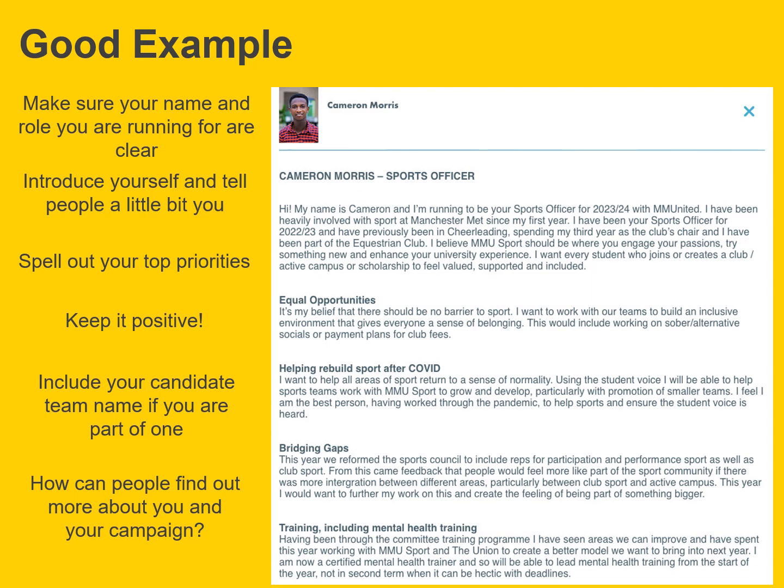They've kept it positive. Students and voters will respond to positive messages more than negative ones. If you're running in a candidate team, make sure you include this in your manifesto. And if students want to find out more about your campaign, make sure you add in the link so they can find out where to find out more about you.